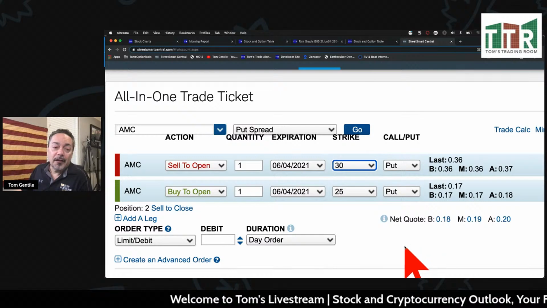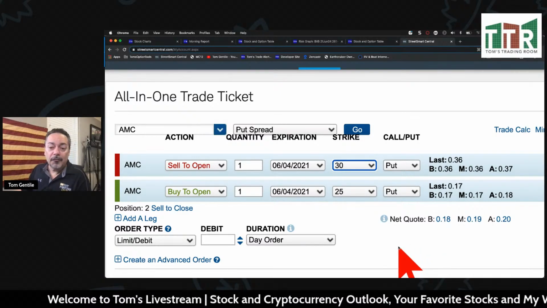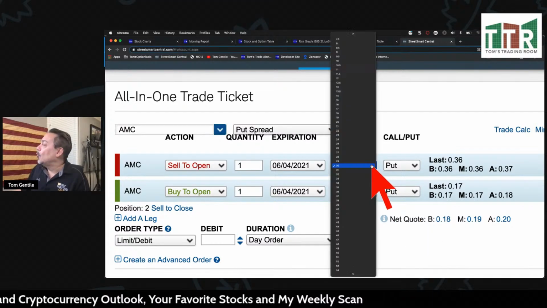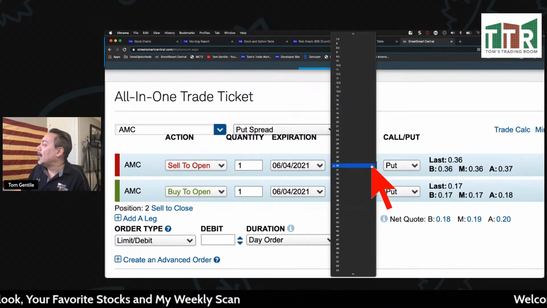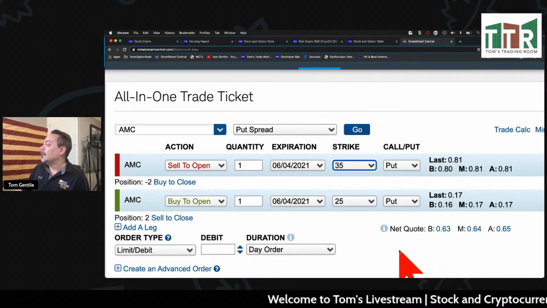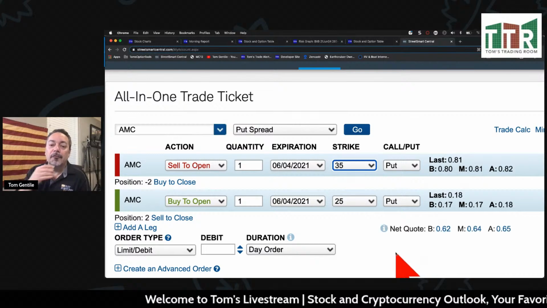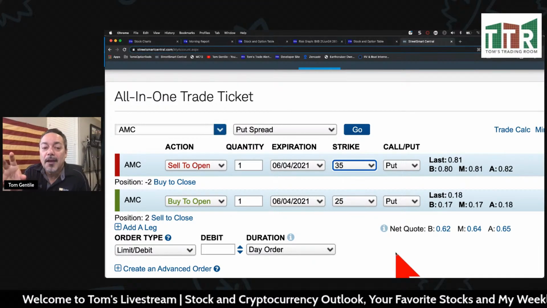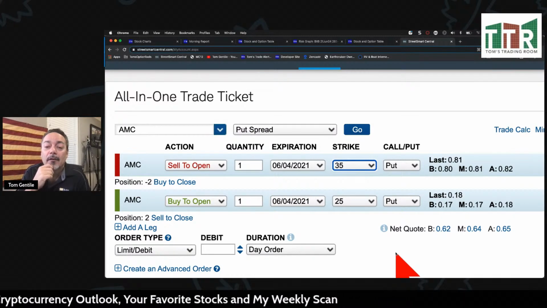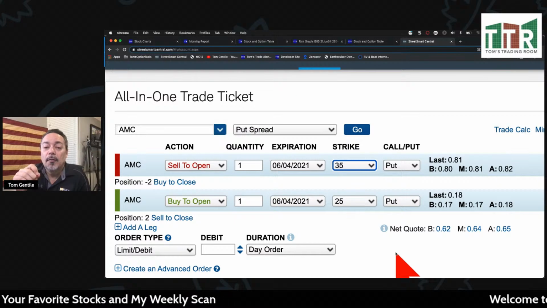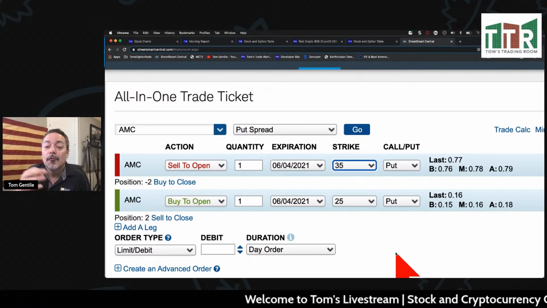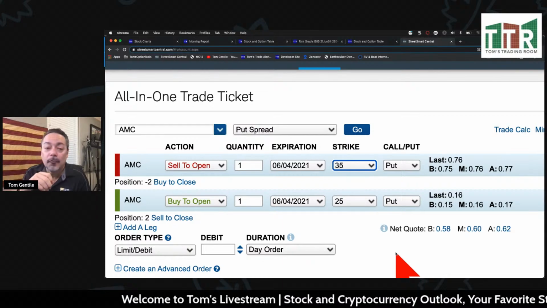Now, that is absolutely disgusting. What if I were to, as Tony says, go wide? To go wide means maybe I want to sell the 35s. 64 by 65, so let's call it 64. That means I'm going to take in a maximum of 64 cents by tomorrow afternoon, as long as we stay above 35. But if we go below 25, I'm going to risk $10 minus 64 cents, or about 60 cents. What's going on right now?